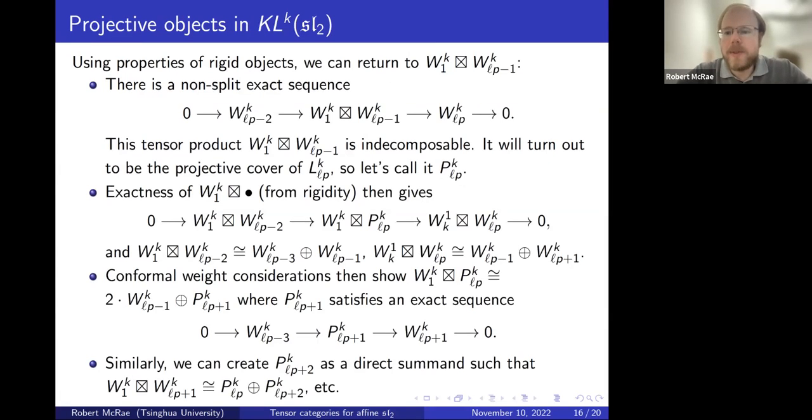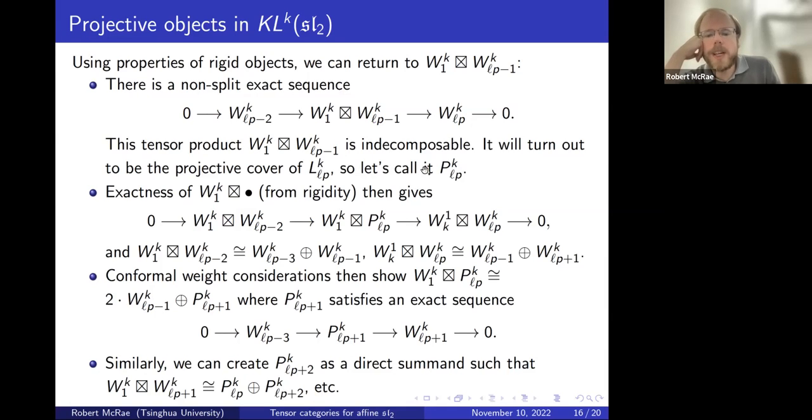And now once we have rigidity for WK1, that gives us a lot of nice properties. So it gives us a lot of tools to work with when we want to compute fusion products. So we can return to computing this fusion product that I talked about before. We can show that there is actually an exact sequence where we have this irreducible, this file module as the quotient and this file module as the submodule. It's actually a non-split exact sequence. So this tensor product module is indecomposable.